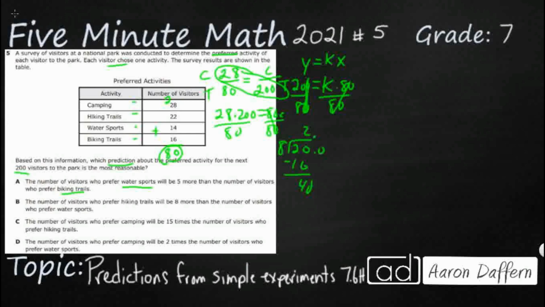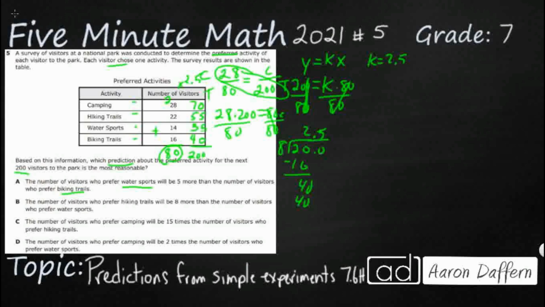Looks like that's going to be 2.5. So that's my k equals 2.5, the constant of proportionality. That means all we need to do is multiply each of these by 2.5. So let's do that real quick.